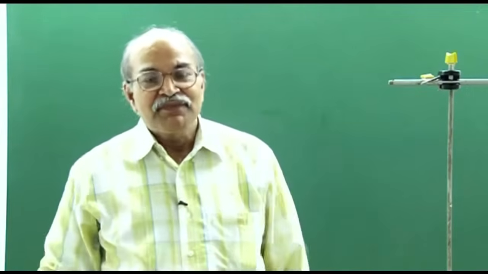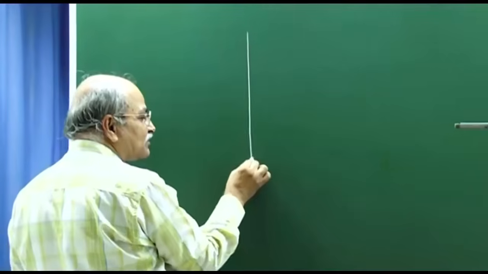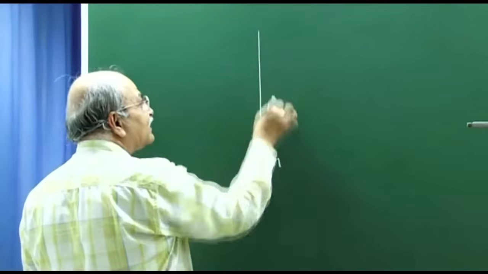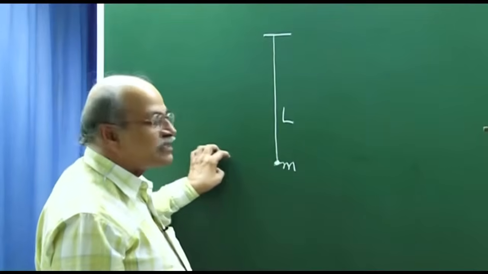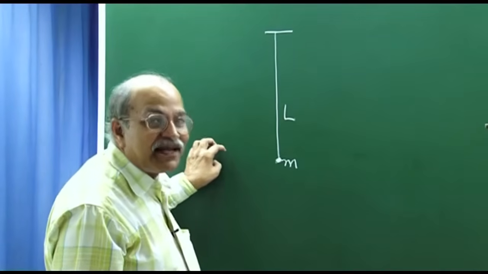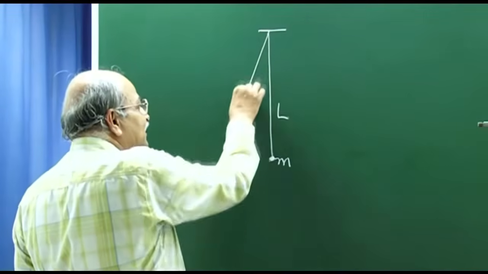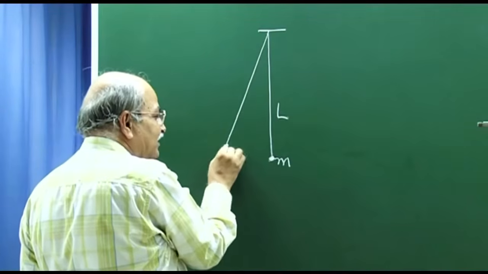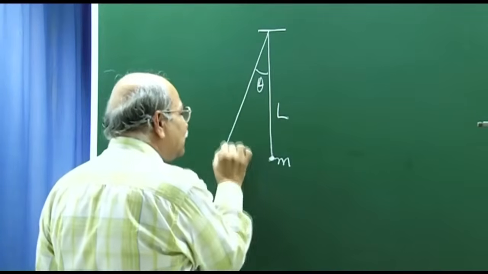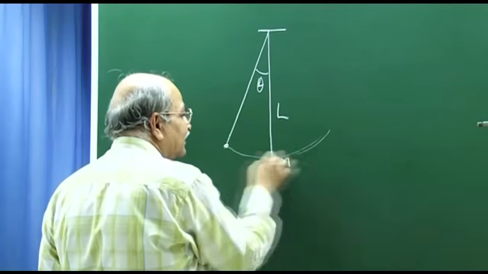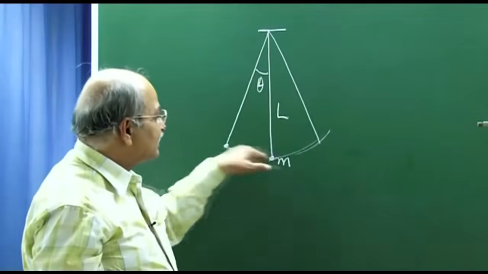In a simple pendulum, you have a thread and then a mass, and this end of the thread is fixed. You pull this mass on one side and leave, and it oscillates. So, at a certain time, if it is here and this angle is theta, and you leave it from here, then it goes like this and comes like this. So, it oscillates on an arc of this circle.